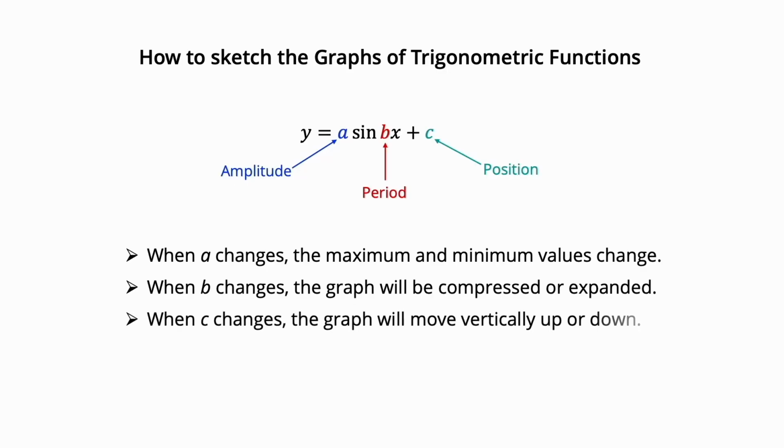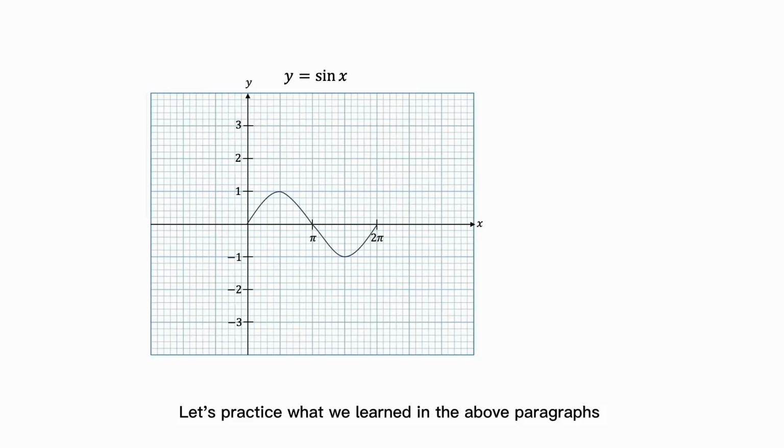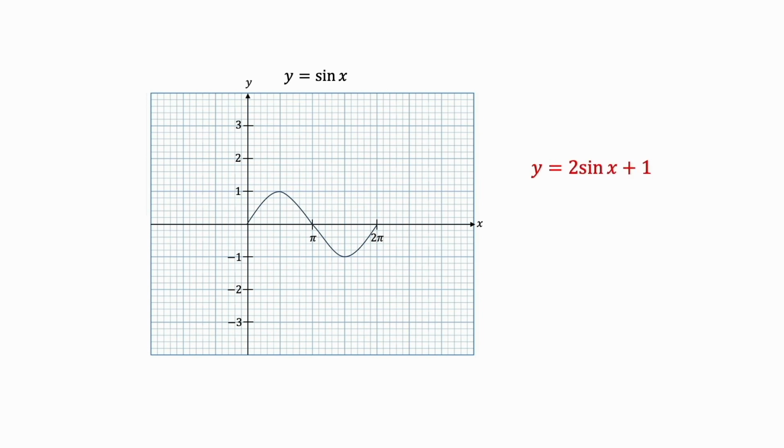When c changes, the graph will move vertically up or down. Let's practice what we learned in the above paragraph with a few trigonometry function graphing questions. Sketch the graph of y equals 2 sine x plus 1. Sketch the graph of 2 sine x. Plus 1 means that the graph moves 1 unit upward.